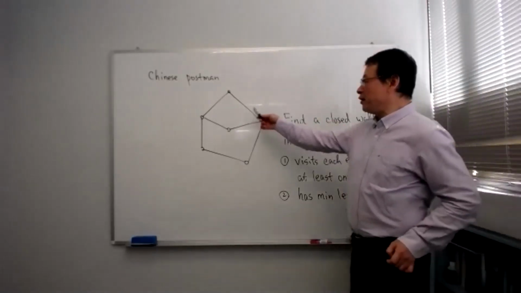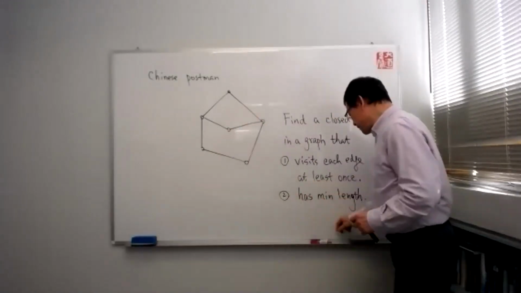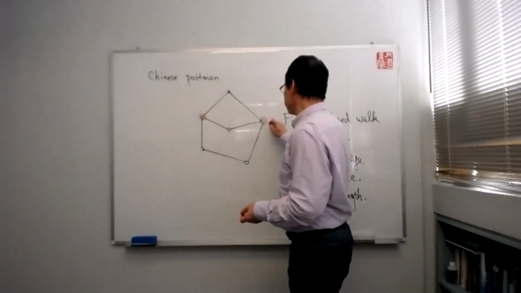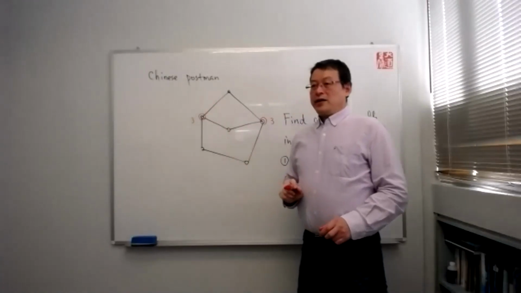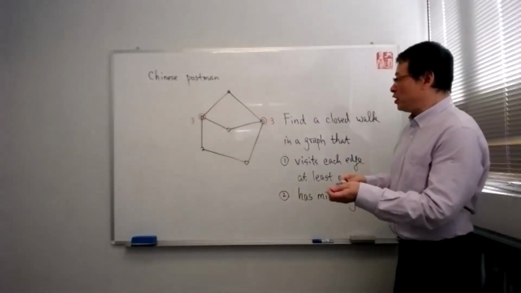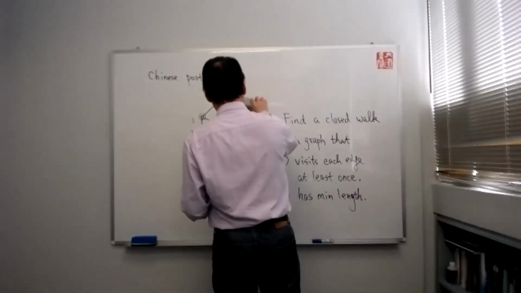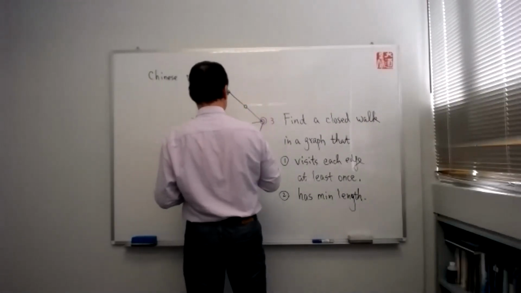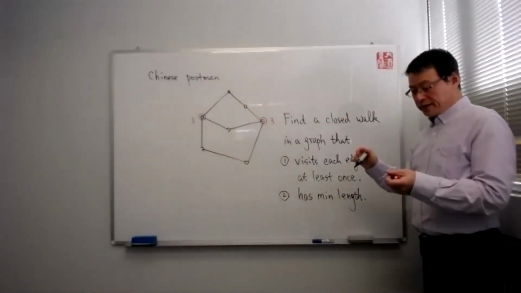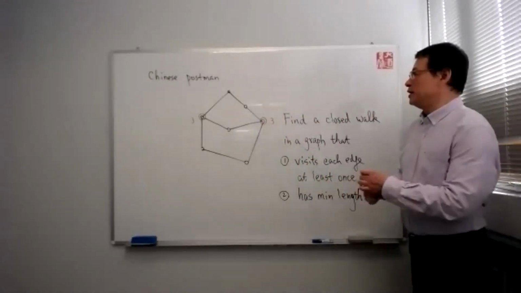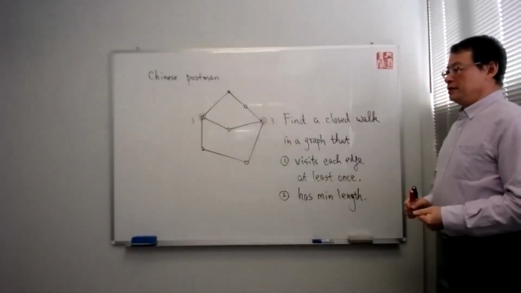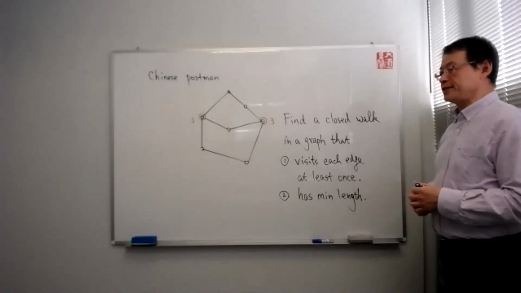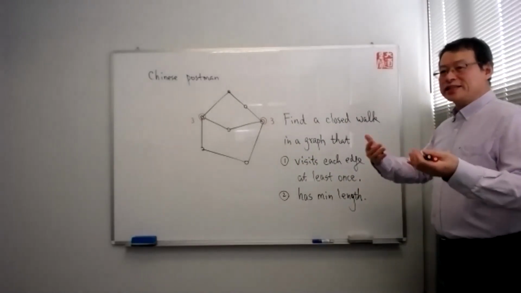For example, this one is not an Eulerian graph. It's connected, but unfortunately there are two vertices of odd degree. Here is 3, here 3. Maybe I add one more vertex here to illustrate the purpose of minimum length. Otherwise, no need. All right. So how can we find a closed walk of minimum length that gets each edge at least once? Let's just do an experiment first.